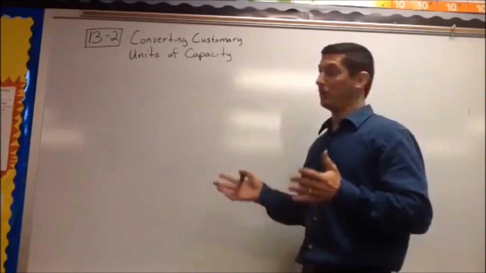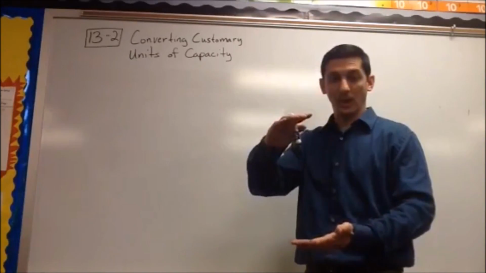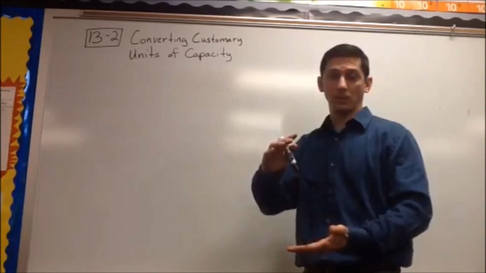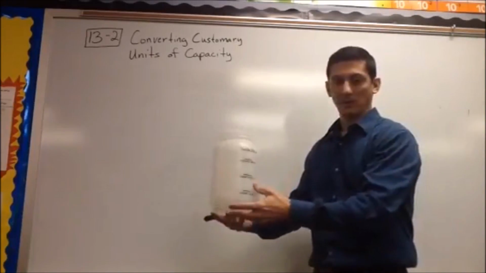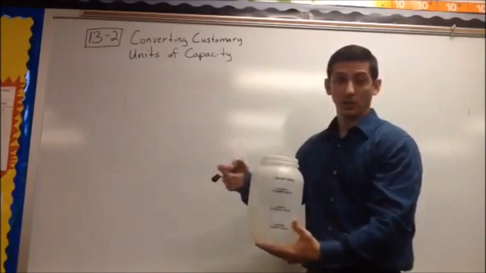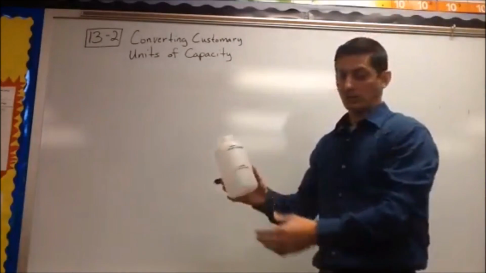Before we begin, we got to figure out what the heck capacity is. Capacity is how much space a liquid takes up or an object takes up. For example, this is a gallon. It's about as much as a 1 gallon jug of milk. And this is a quart.